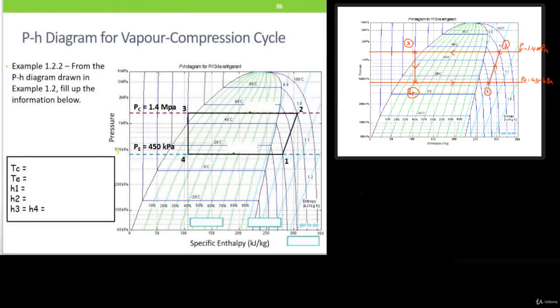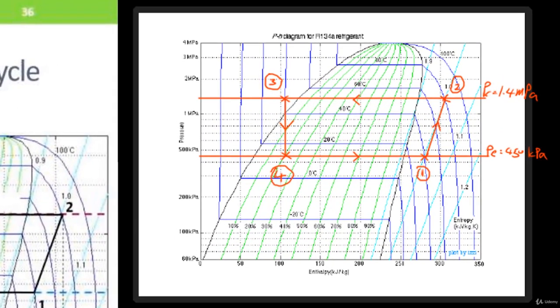Okay, with the diagram you have just drawn, fill up the following information, because there is some other extra information that you can get from this particular pH diagram. First they ask for TC. What is TC? Just now I mentioned TC is your condensing temperature. Condensing temperature is the temperature over here. So TC is the temperature at this horizontal line.